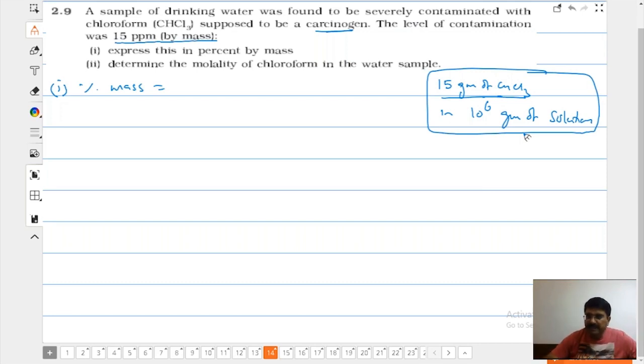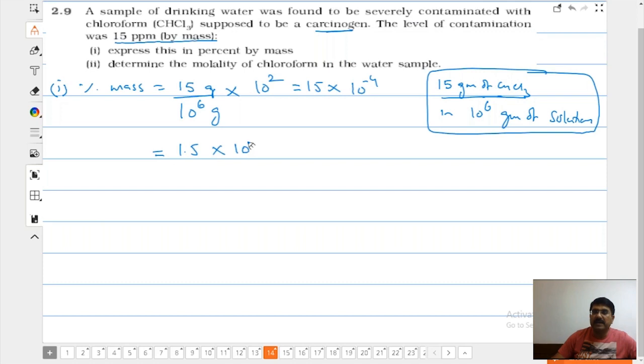Is it okay? Right? Percentage is no scientific notation. So can I write WB is 15, total is 10 raised to power 6. What is this? Weight of component, right? This is total weight into 10 to the power 2. So that is going to be 15 into 10 raised to power minus 4, or you can say 1.5 into 10 raised to power minus 3%. Is it okay?